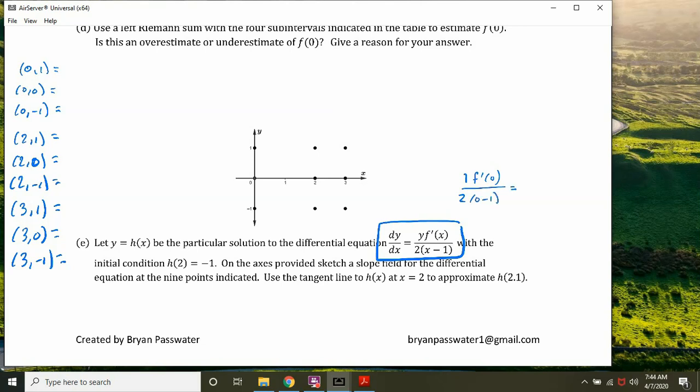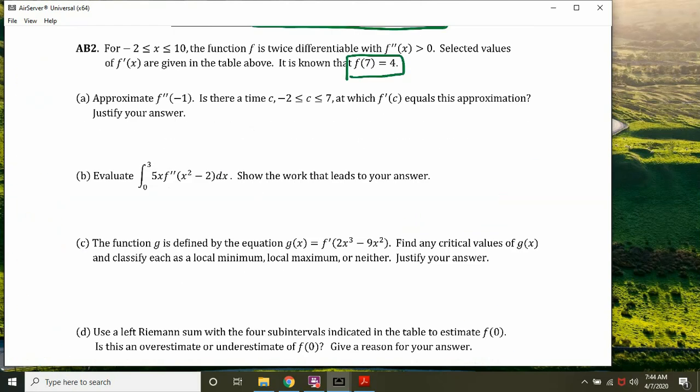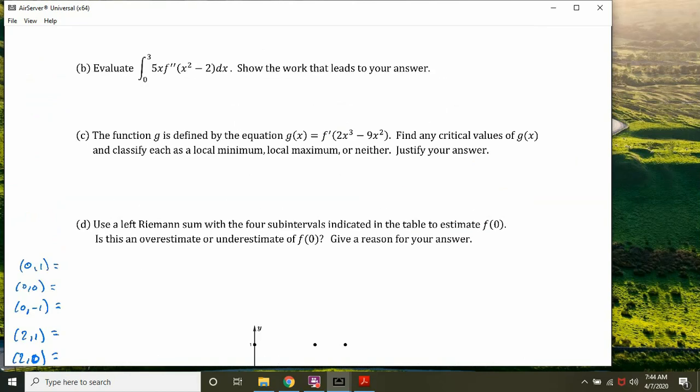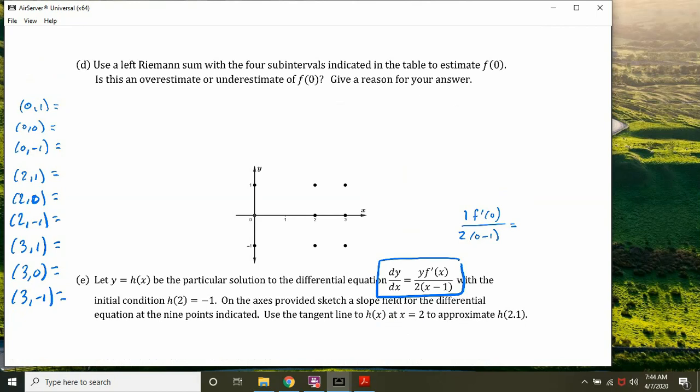And now we've got to look at the table to see what f prime of 0 is. F prime of 0 is negative 2. So we have 1 times negative 2 up top over 2 times negative 1 below. That ends up being a slope of 1. It's (0, 1), so come up and just draw a little dash with a slope of 1.